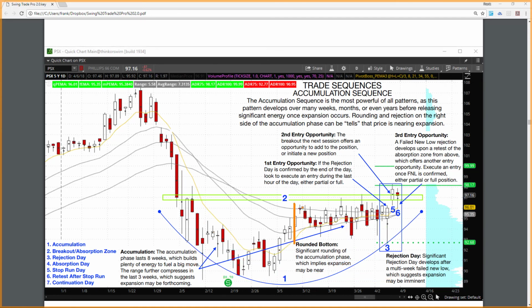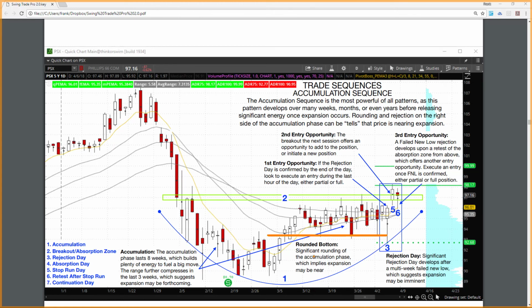Additionally, toward the latter part of the range over here, things got even more tightly coiled. So it went from being tightly coiled here to compressing even more. And then the sequence really starts about right here, because this is when you have a major stop run to the downside, but by the end of the day, it's back above the previous session's midpoint. That's a huge failed new low, a huge rejection day.